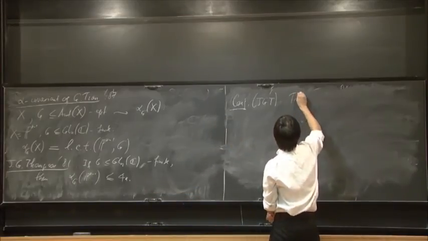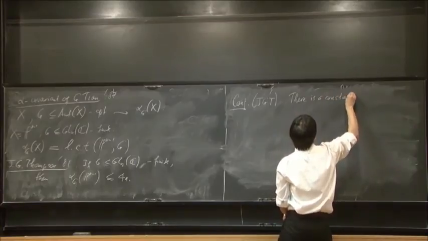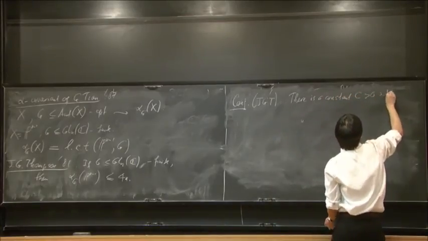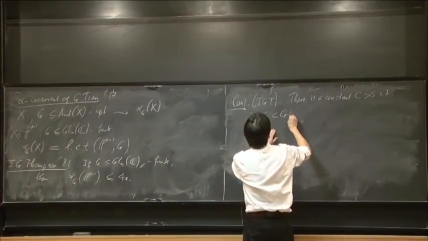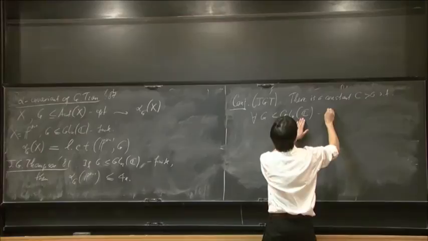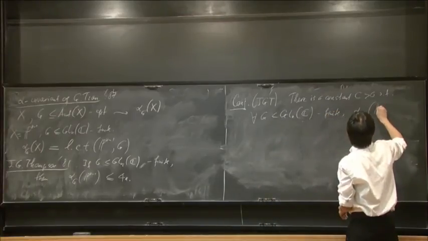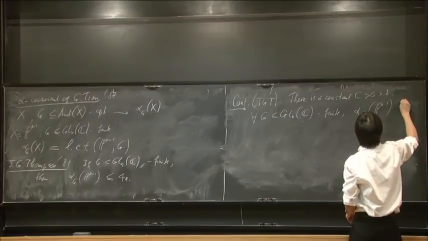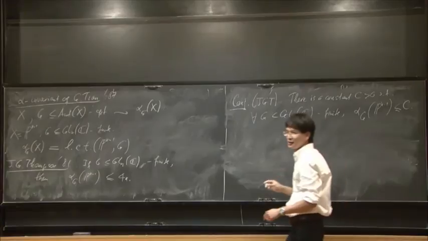So there is a constant C such that for any finite subgroup G, the alpha sub G of this is at most C.